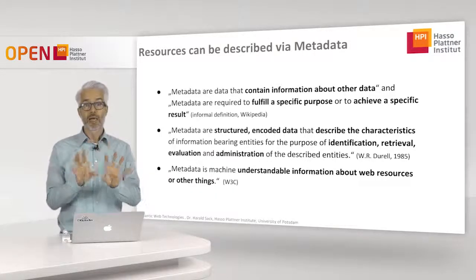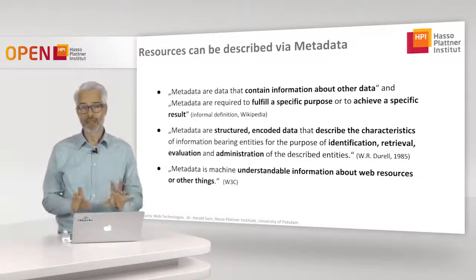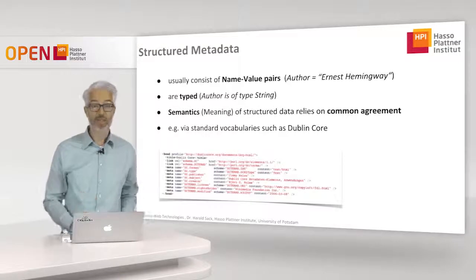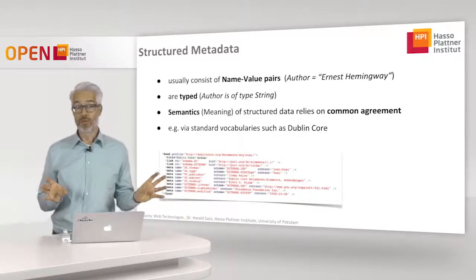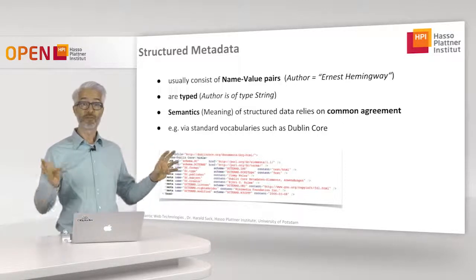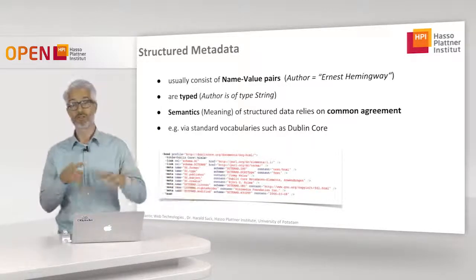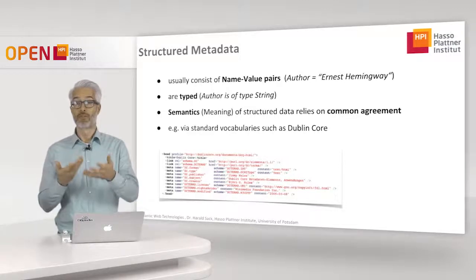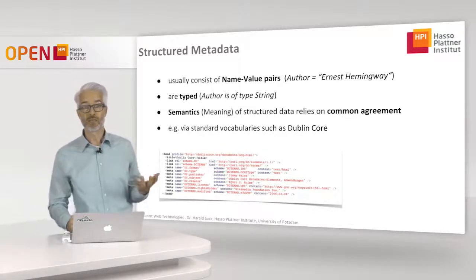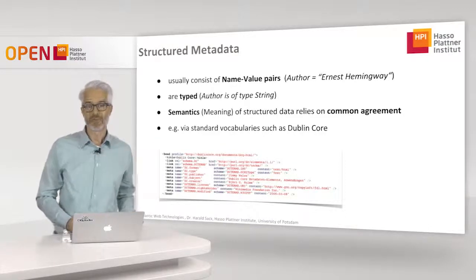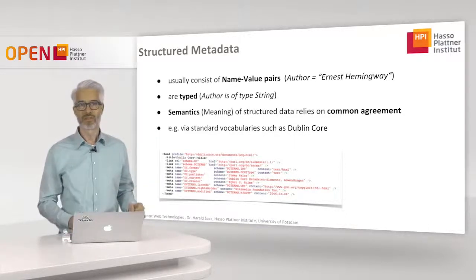Now we have to consider different kinds of metadata. We have already heard about structured metadata. Structured metadata usually consists of name-value pairs. For example, you have something defined as being an author, and you say the content of this field author is, for example, Ernest Hemingway. So author is of type string, therefore it's typed, of course, so typed resources, typed content.